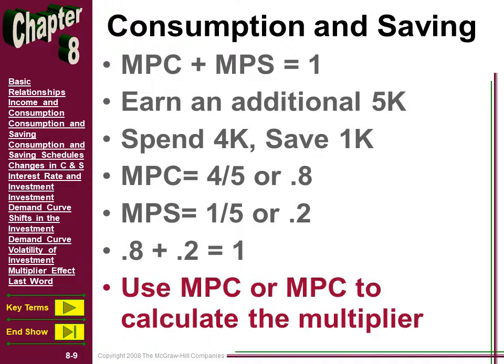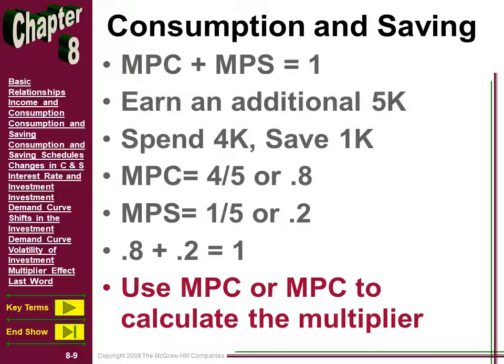If a person makes an additional $5,000, that person will, say, spend 4 of the 5,000, so their marginal propensity to consume is 4,000 over 5,000, or 0.8, 80% of their income. So the marginal propensity to consume for that individual is 0.8. By default, whatever they didn't spend of the additional income, they must save. So their marginal propensity to save is 0.2, 1,000 over the 5,000. Notice again that 0.2 and 0.8 add up to 1.